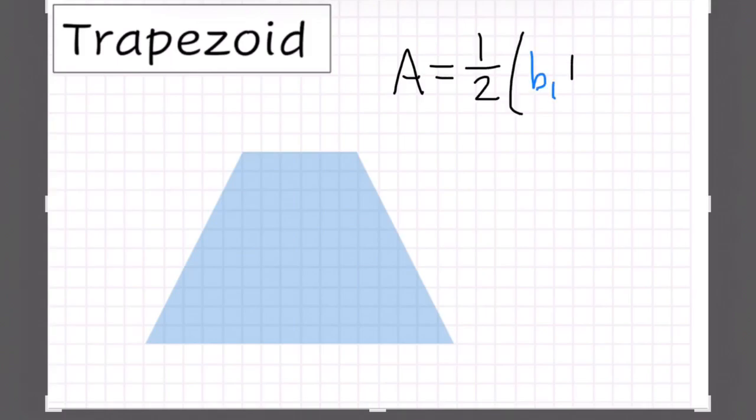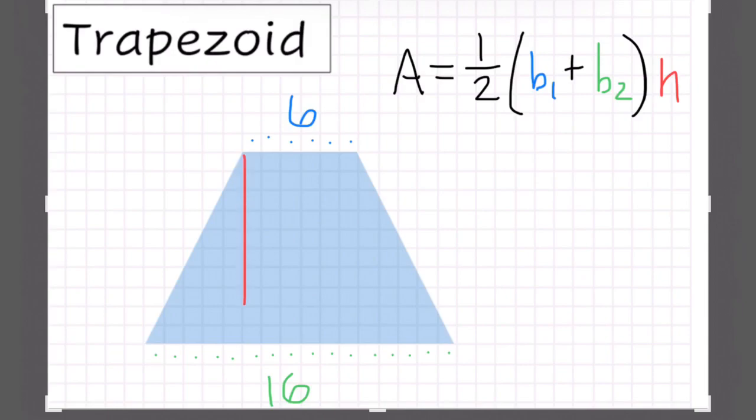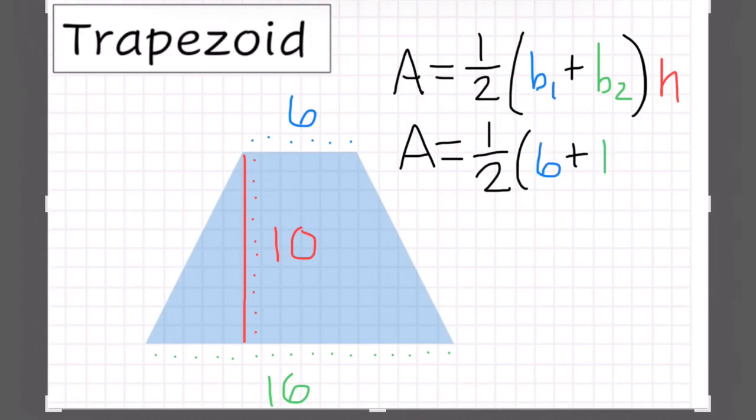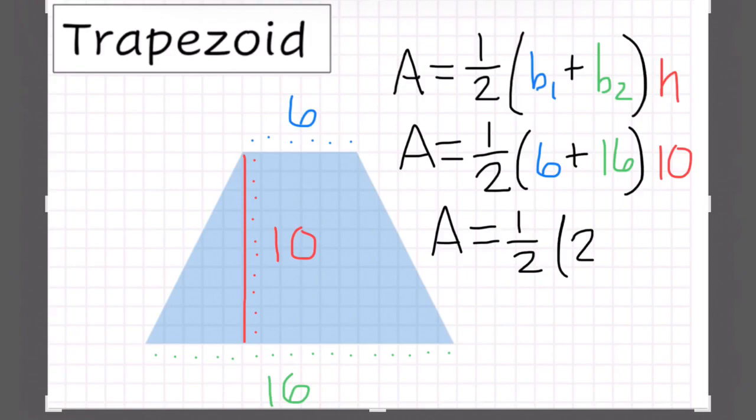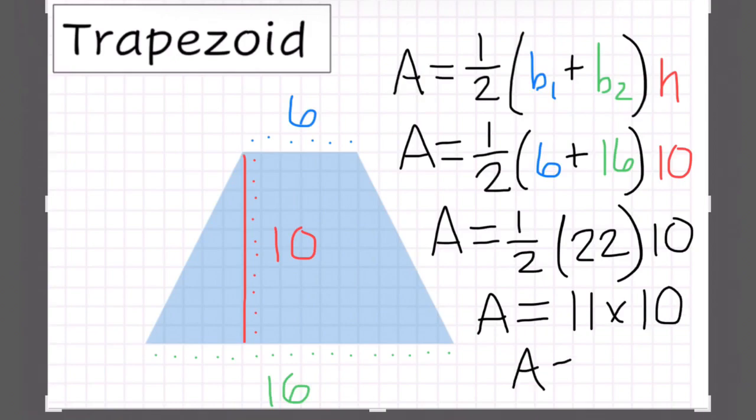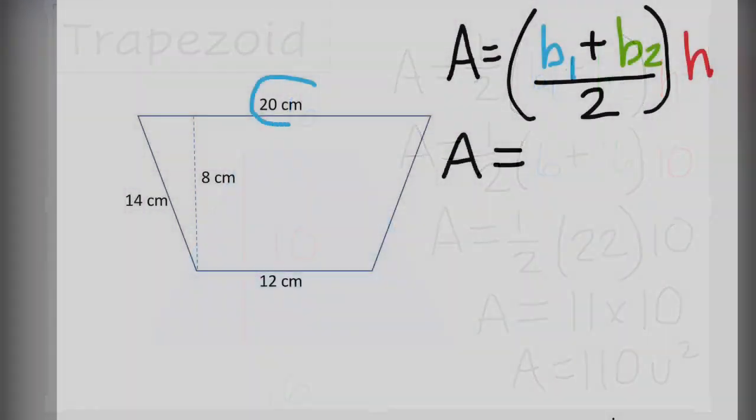I want to try the example written this way. Area equals 1/2 B1 plus B2 times H. Let's identify each one of the measurements. There's base 1. Here is base 2. And the height. So we're going to find the average, or half of, 16 and 6. Plugging in each of the numbers and working on order of operation, we will do the 6 plus 16 first, which is 22. Then we find half of 22, which is 11. And 11 times 10 is 110 units squared.